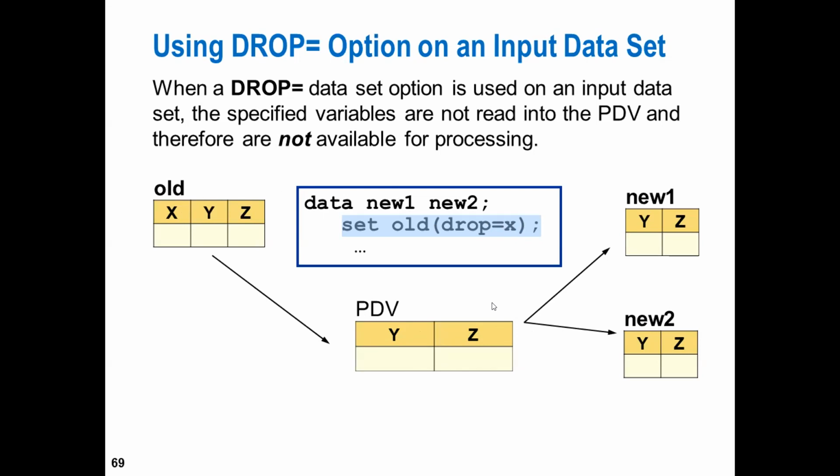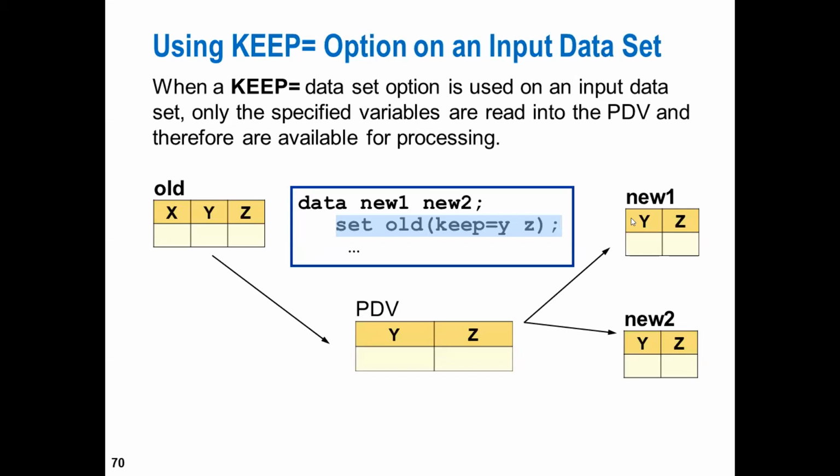Understood? Okay. So it's equivalent. Either you keep equal to Y, Z, it's ultimately dropping X. Either you use drop equal to or keep equal to, it will ultimately drop X from the original data to be read in the PDV.